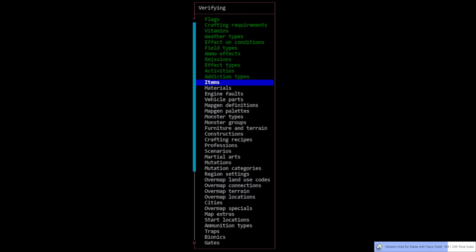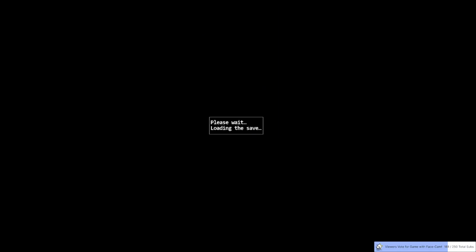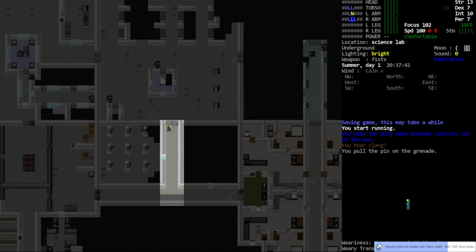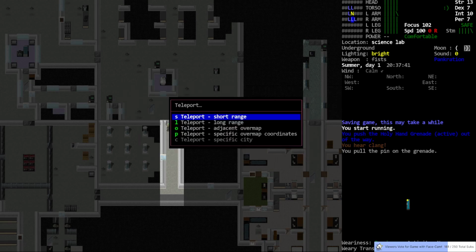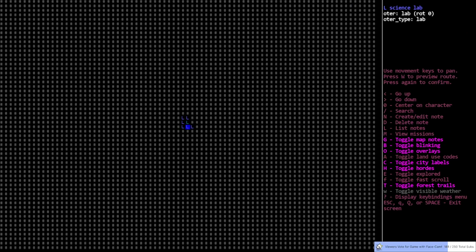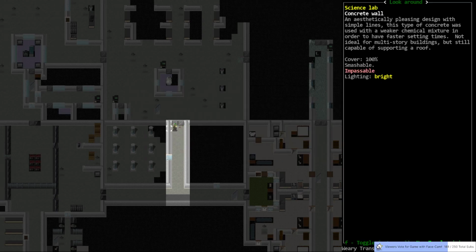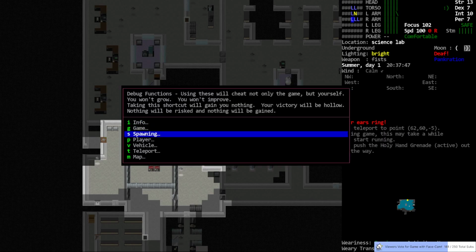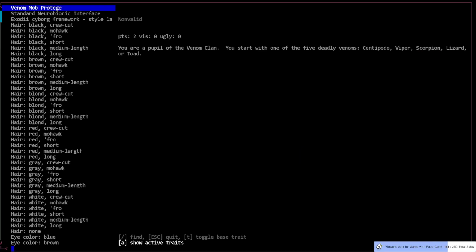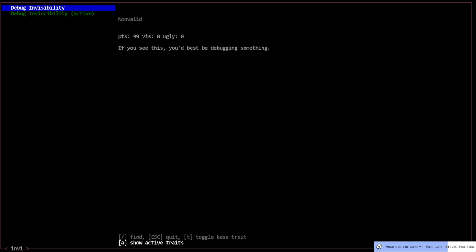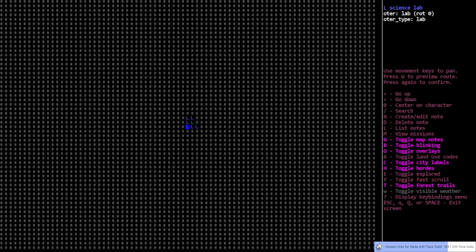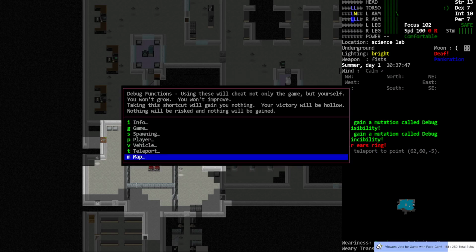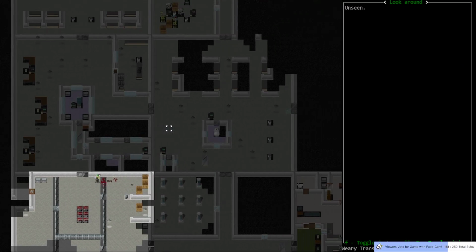That is rough. Rough time. All right, so let's teleport away first. Teleport, short range. Just teleport over here for a minute. Player, mutate. Invincible. And invisible. Teleport. Stop it. Stop it. Teleport, short range.